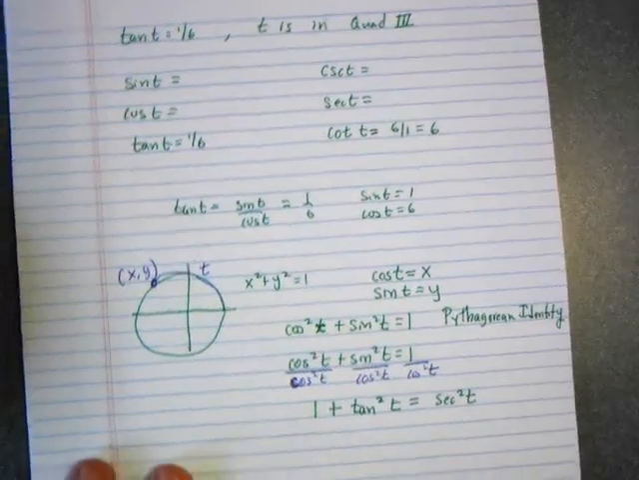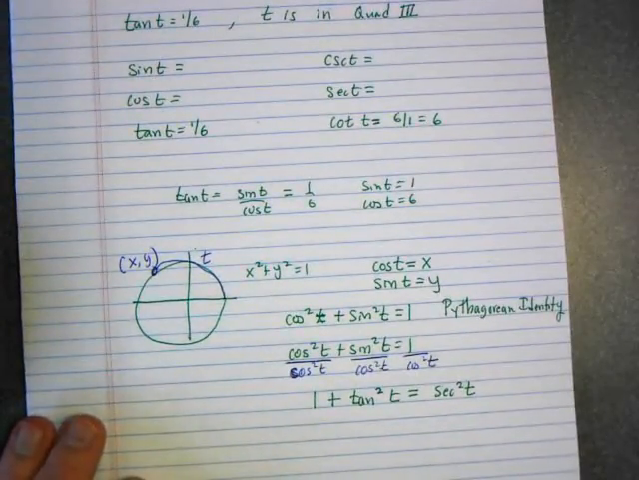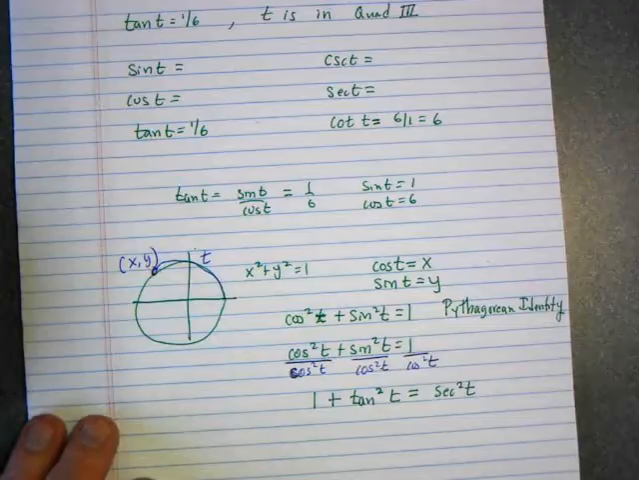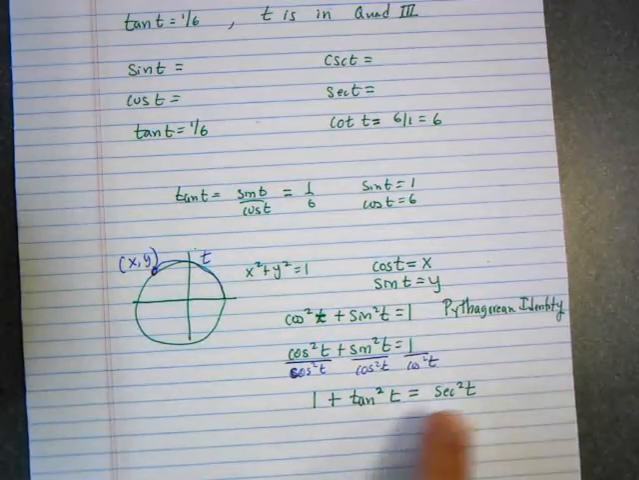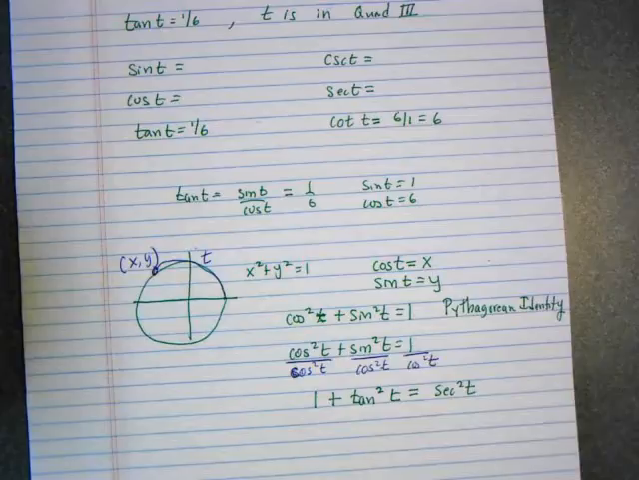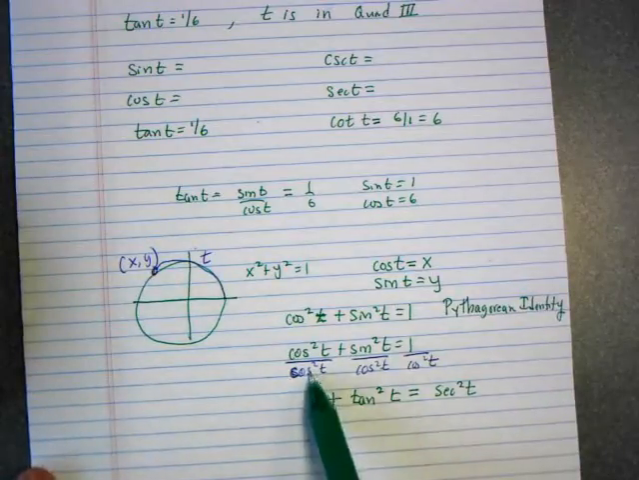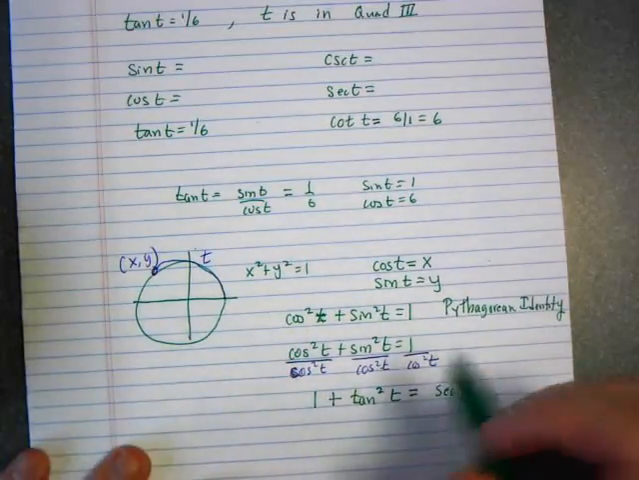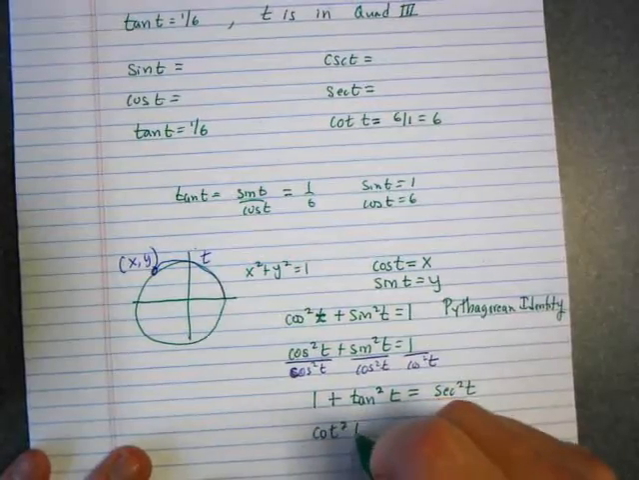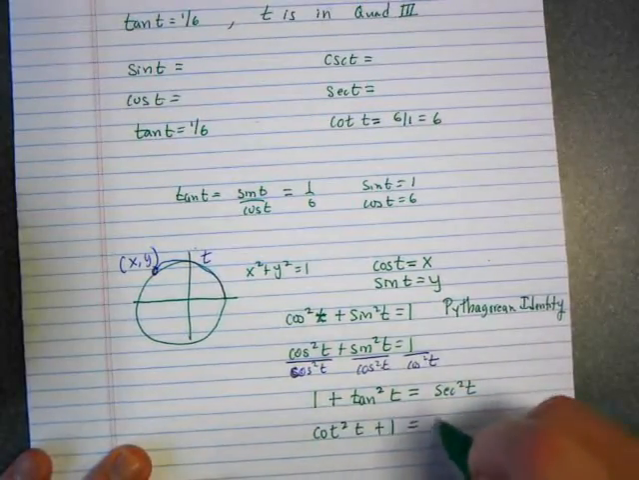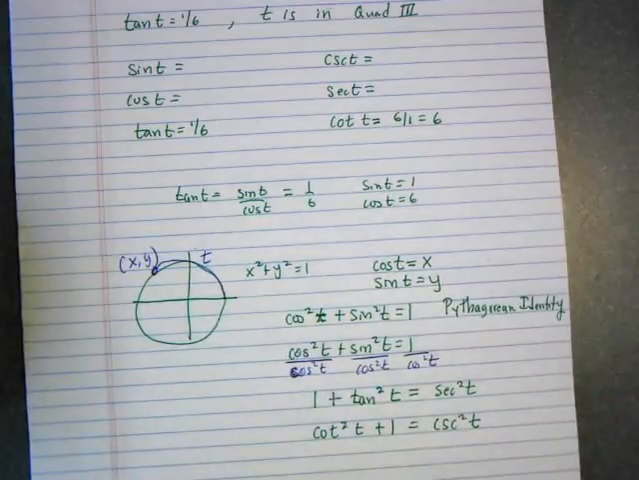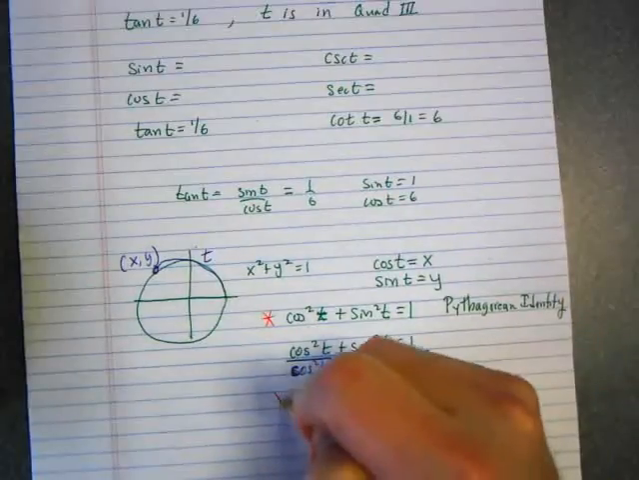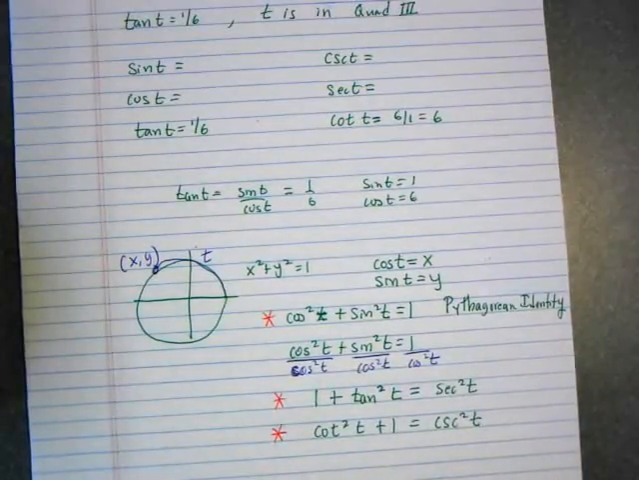All right, so this gives us an alternative form of the Pythagorean identity. 1 plus tangent squared equals secant squared. I could have done the exact same thing, but instead of dividing by cosine squared, I could have divided by sine squared. If I had divided everything by sine squared instead, I would have had cotangent squared t plus 1 equals cosecant squared t. So those 3 are known as the Pythagorean identity. There's kind of three of them, but they're all called one because they're really all the same.